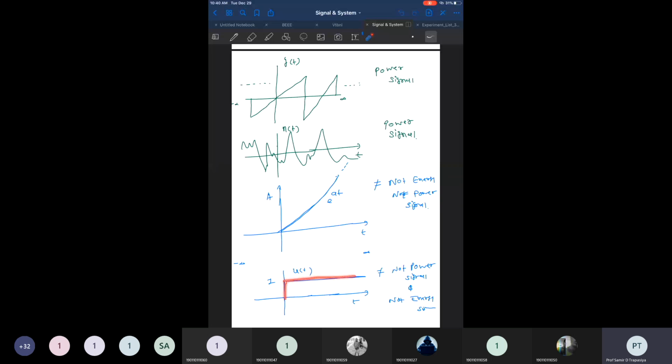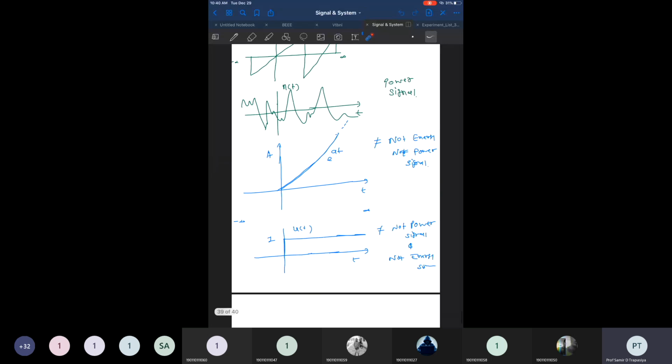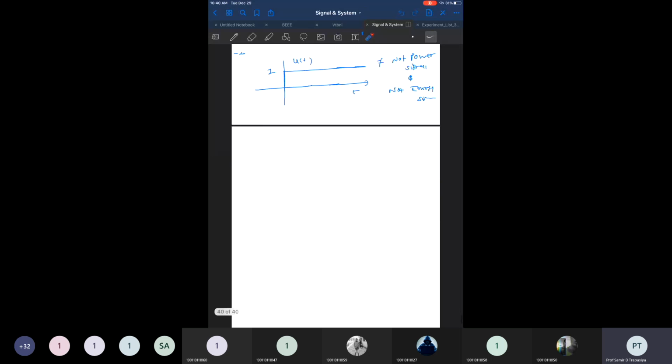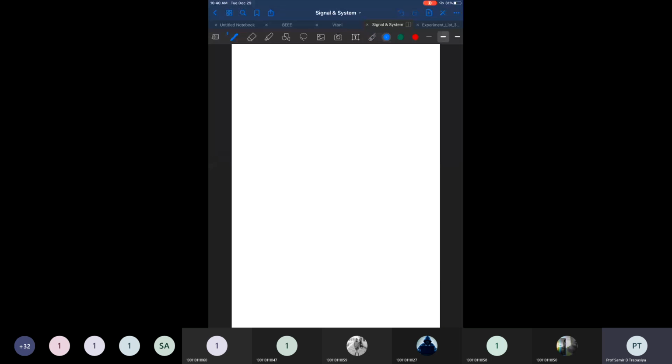The u(t) unit step function is also increasing continuously, so it also falls in the category of neither energy nor power signal. Now it is time for some examples. If I throw some examples in front of you, you can have an idea of how to calculate the energy and power of a signal.